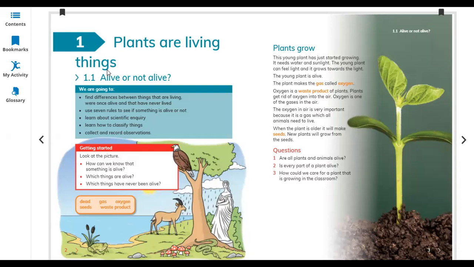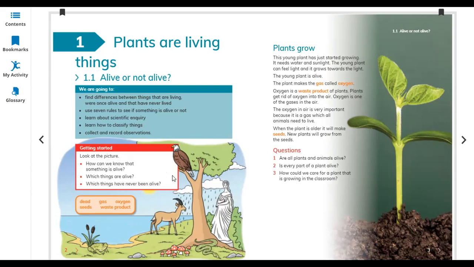In this lesson we learn about which things are living or non-living. We are going to find differences between things that are living, were once alive, and have never lived. Use the 7 rules to see if something is alive or not. Learn about scientific inquiry and so on.